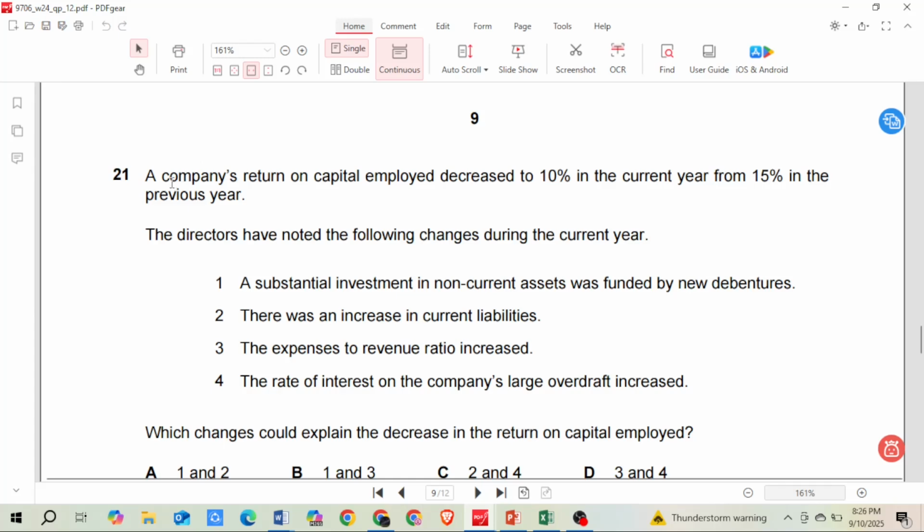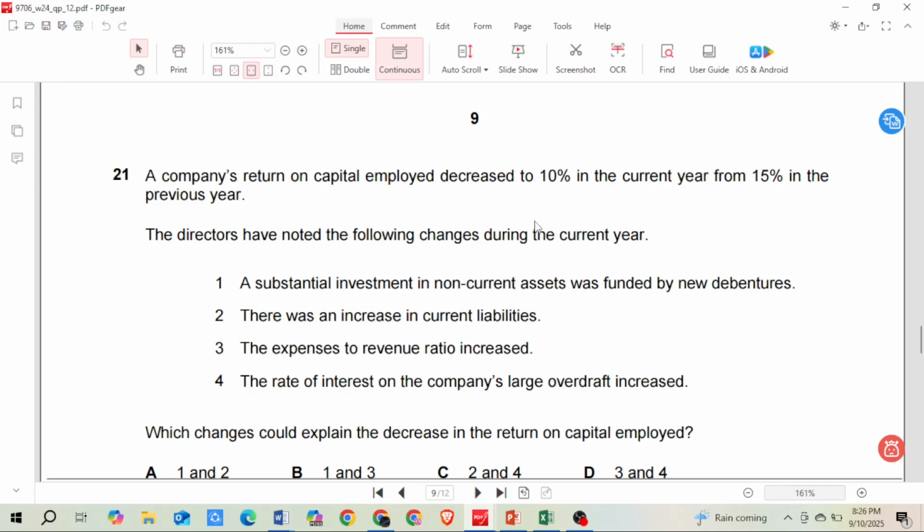Question 21 says a company's return on capital employed decreased to 10% in the current year from 15% in the previous year. The directors have noted the following changes during the current year.